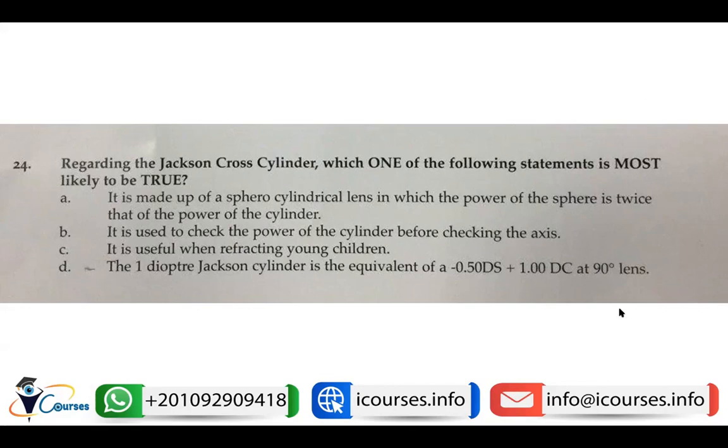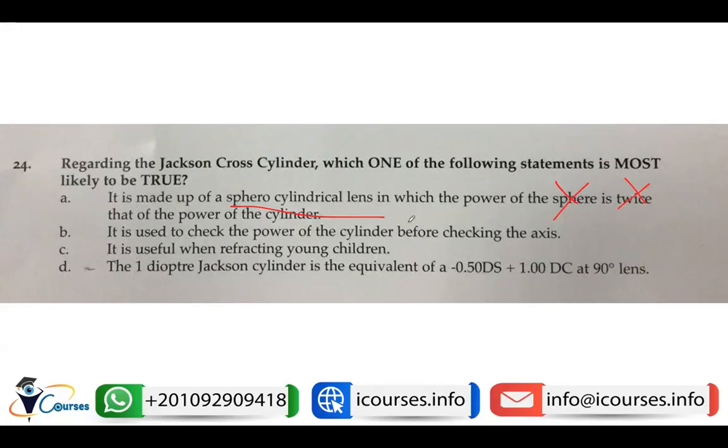Yes, your answer is correct. Regarding the Jacksonian cross cylinder, it is made of a spherocylindrical lens in which the power of the cylinder is twice the power of the sphere, or the power of the sphere is half of the power of the cylinder. It is used to check the power of the cylinder before the axis.